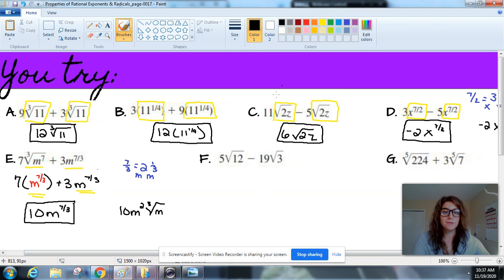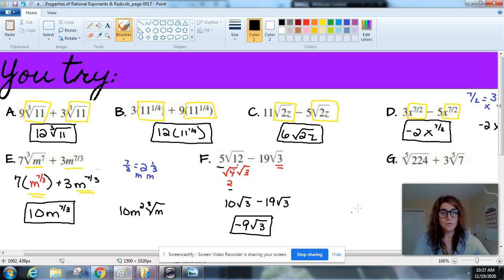All right, question F, we've done these. We've done square roots where we've had to simplify them to get them to be the same. Use your smaller one to help you. So I know I'm going to need a square root of 3. So square root of 12 divided by a square root of 3, square root of 4. I can simplify that. Square root of 4 I know is a 2. Multiply, 5 times 2 is 10 radical 3. Subtract the 19 radical 3 from it, you get negative 9 radical 3.